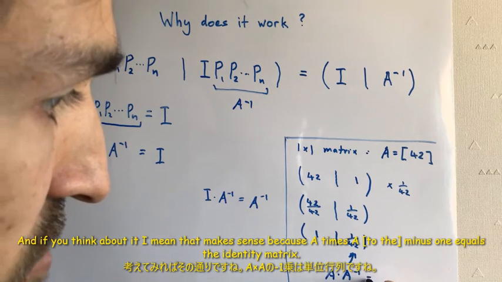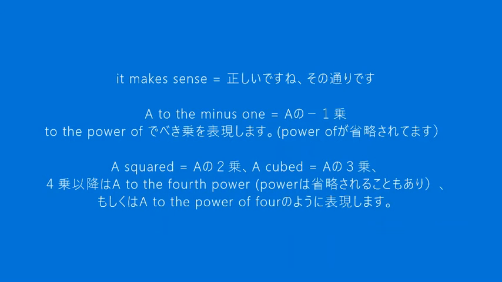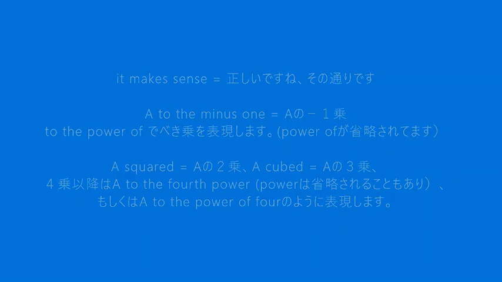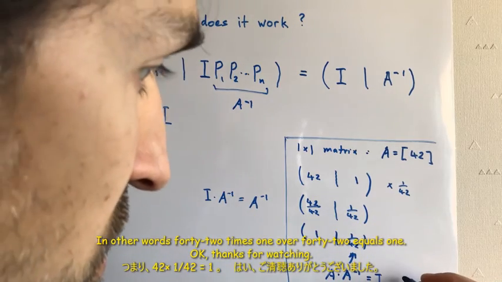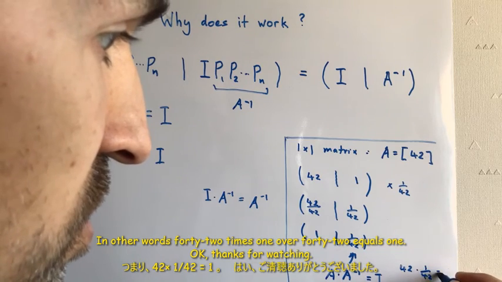And if you think about it, that makes sense because A times A minus 1 equals the identity matrix. Or in other words, 42 times 1 over 42 equals 1.